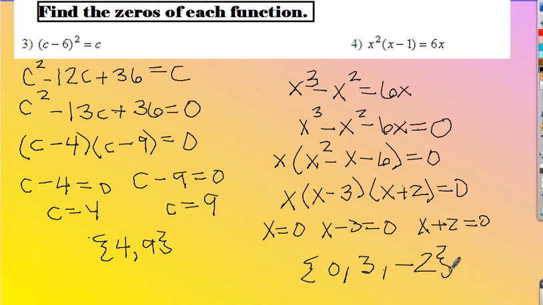One last thing to take note of. What is the degree of this polynomial right here? Hopefully you said degree 2. Look how many answers we got. What is the degree of this polynomial? Hopefully you said 3. Look how many answers we got.